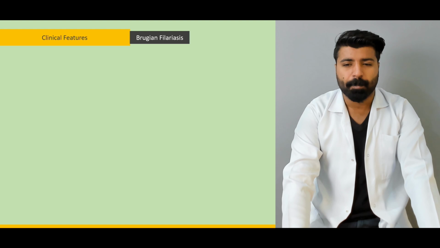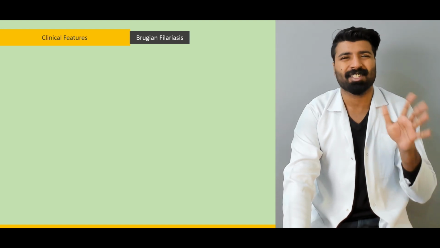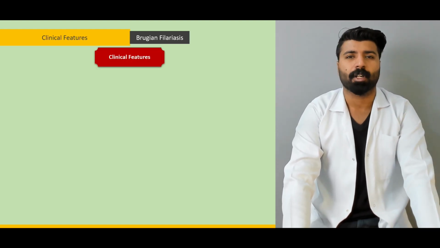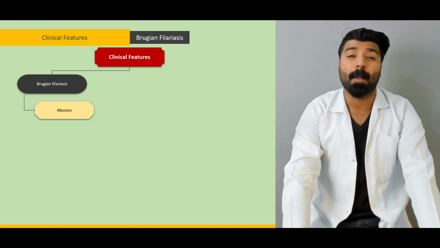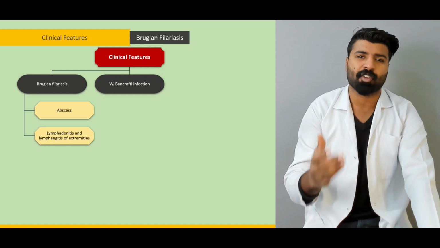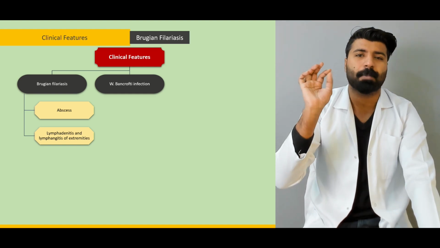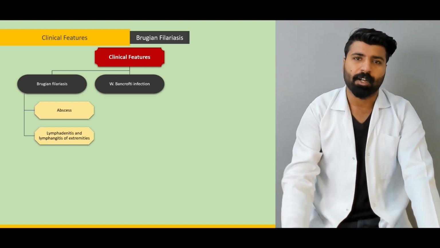Next on, let's talk about Brugian filariasis. Now it's a different type of filariasis, but it contains more or less the same clinical features. The clinical features of Brugian filariasis are going to be what? Brugian filariasis is going to lead to abscess, and lymphadenitis and lymphangitis of extremities. Now, what's lymphadenitis and lymphangitis of extremities? Extremities meaning your hands, your legs, your feet. They are going to get affected.